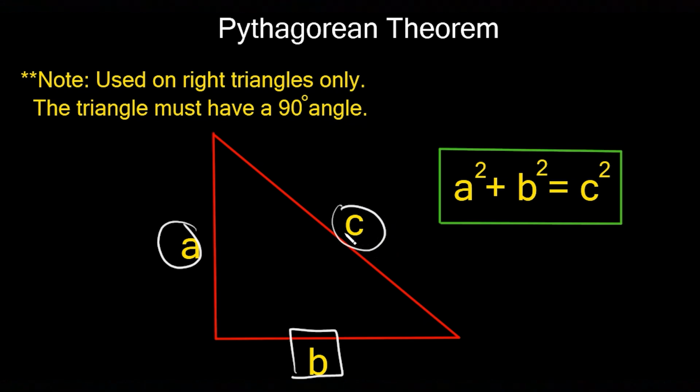A and B, it doesn't really matter which one you're calling A, which one you're calling B, but again, the hypotenuse always has to be C. And here's our formula right here, a squared plus b squared is equal to c squared, okay? Pretty straightforward, easy to remember. Let's go ahead and take a look at our first example.